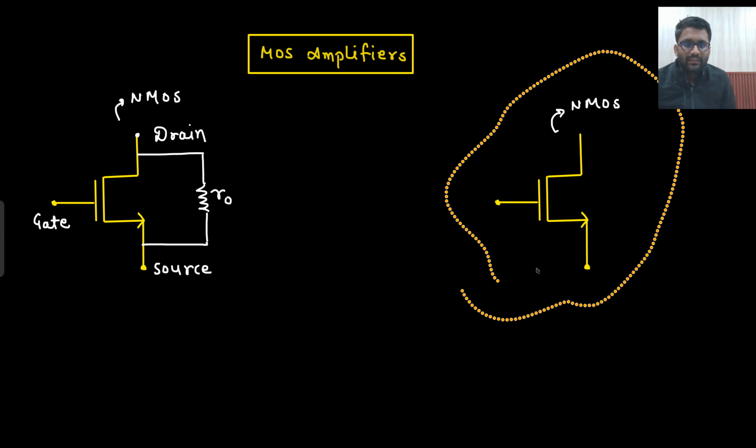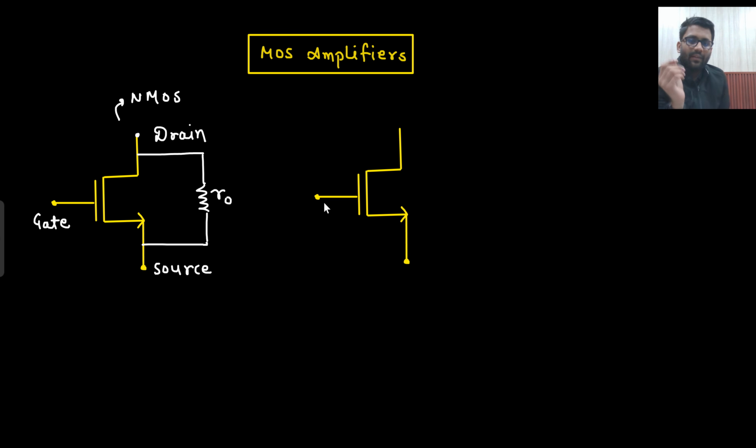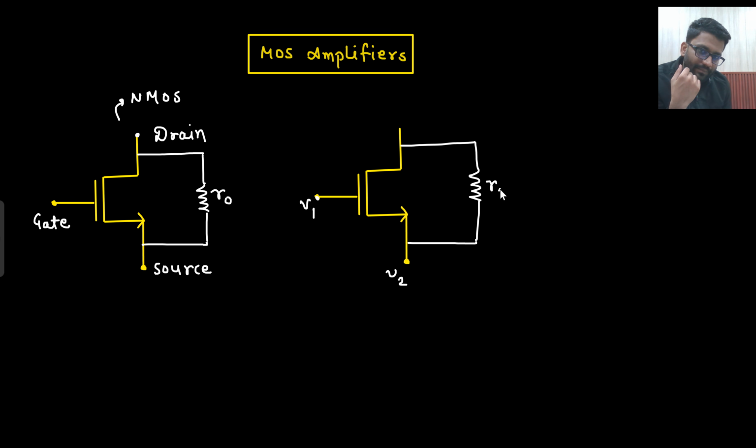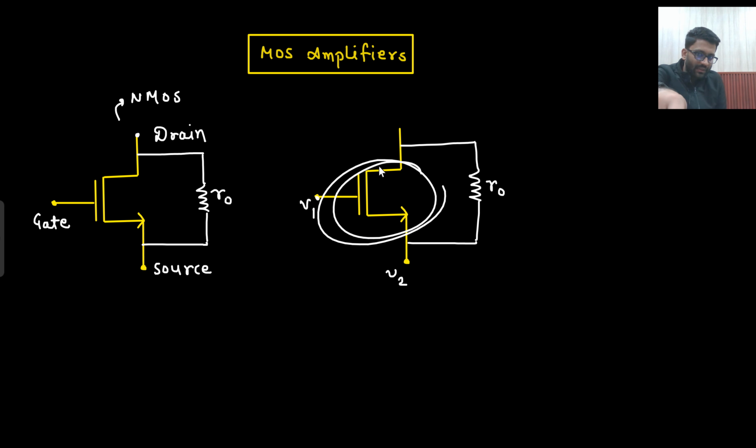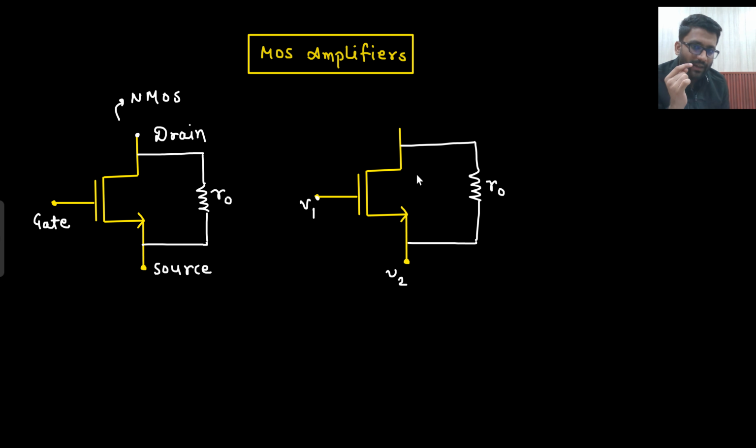Now let's see our small signal analysis. So let's just say here I have applied some small signal V1 voltage, and here I have applied some small signal V2 voltage. And here there is a resistance, that is R naught. Now in this MOS, in this device, how much small signal current will flow? The current will be Gm into V1 minus V2.